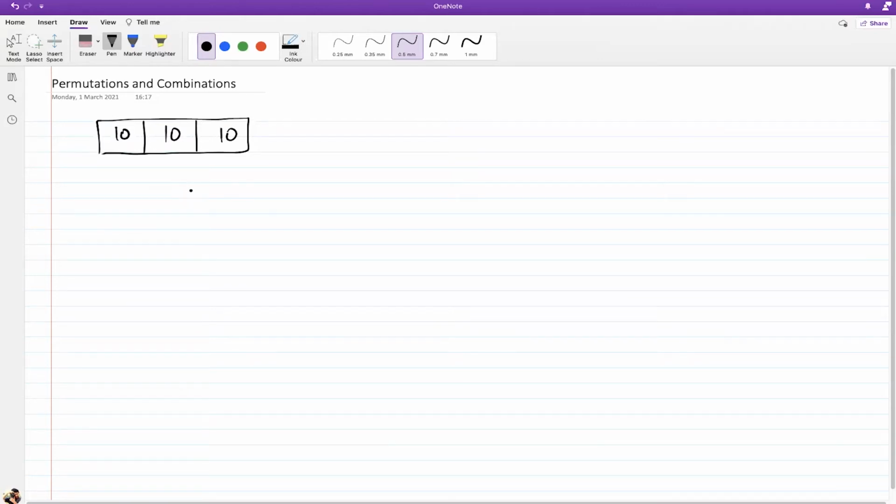Okay. So in this case, it's going to be 10 times 10 times 10, which is basically 10 power 3. So we can think of this as n being the number of things that you were picking from, and r being the number of times you were picking things for. And because you were allowed to repeat, it simply becomes n power r.